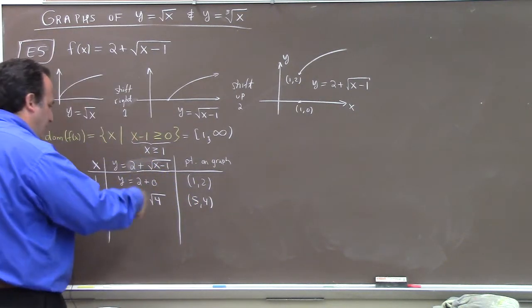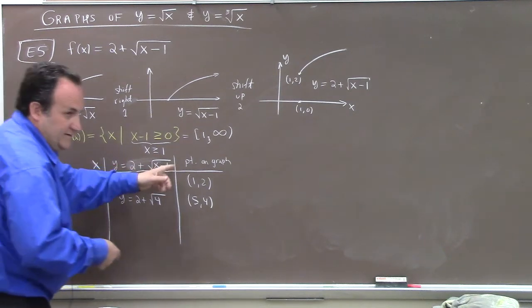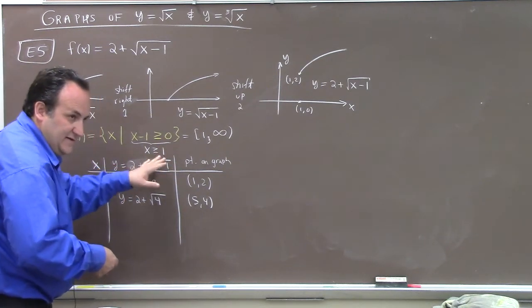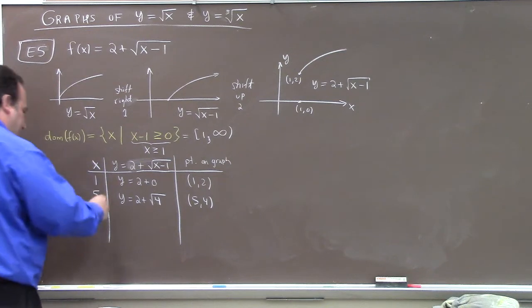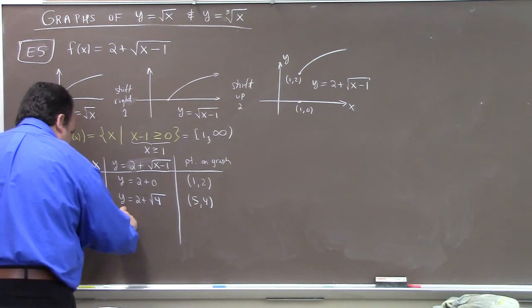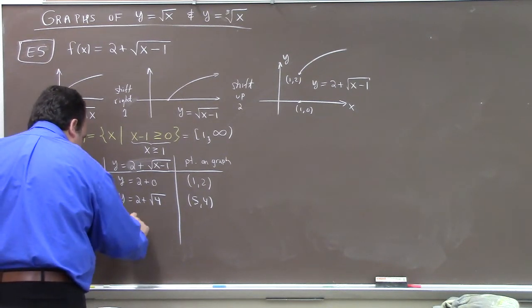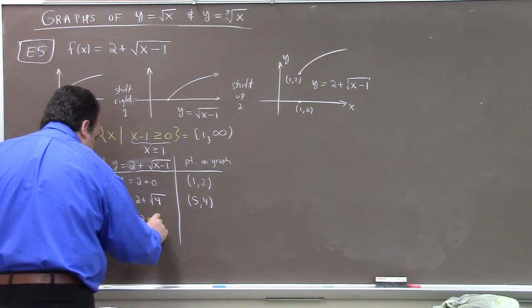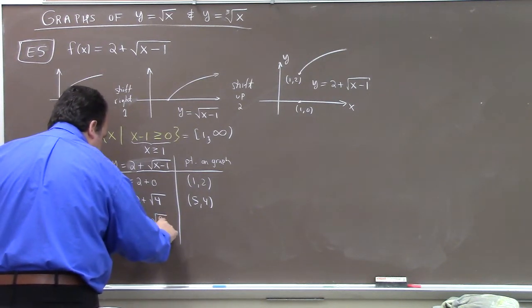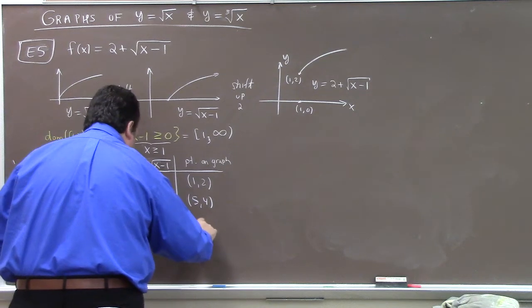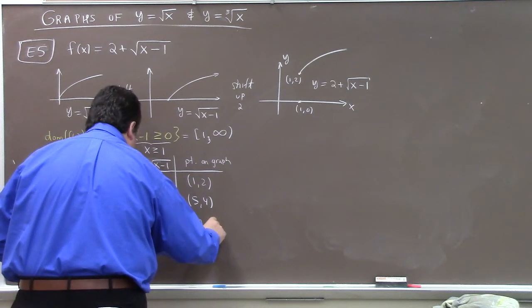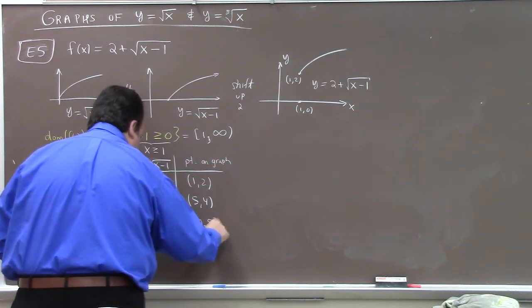And if I'm going to keep on with this lazy route, I want to get to 9 because 9 is the next nice square number. So x equal to 10. And that gives me y is equal to 2 plus the square root of 9, which is giving me 10, 2 plus 3 is 5.